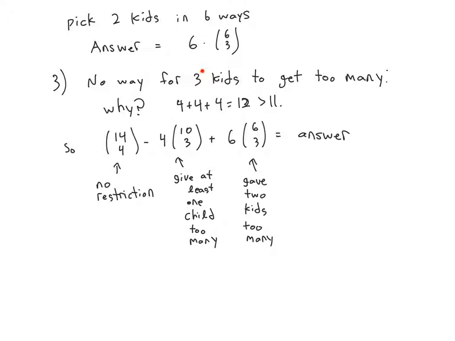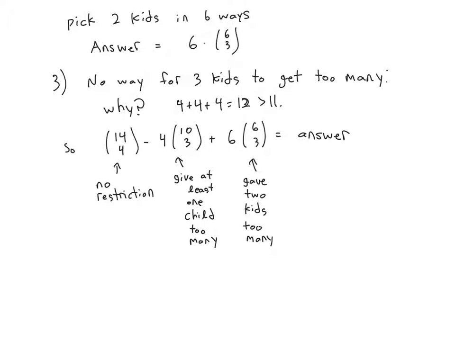Now, how about if we want to give 3 kids too many pies? Well, if 3 kids have too many pies, that's 4 plus 4 plus 4. That's 12 pies, which is greater than 11. So there's no way to give 3 kids too many pies.